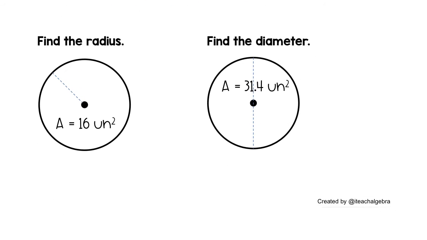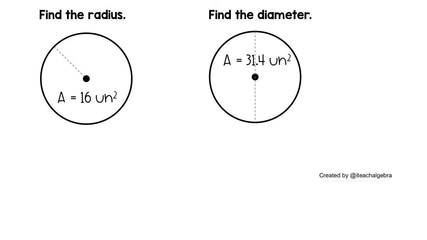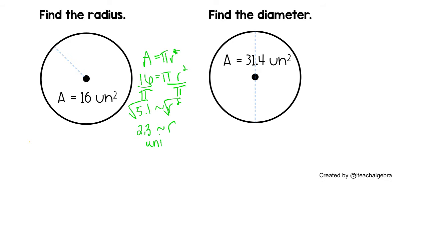We can do the reverse of the area and find other parts of the circle when we're given the area. So we know the area is 16 units squared, and the area is pi r squared. We can say 16 is equal to pi r squared. We divide both sides by pi, or 3.14, and we get 5.1 is about r squared. We take the square root of each side to get the radius alone, and the radius is about 2.3 units.